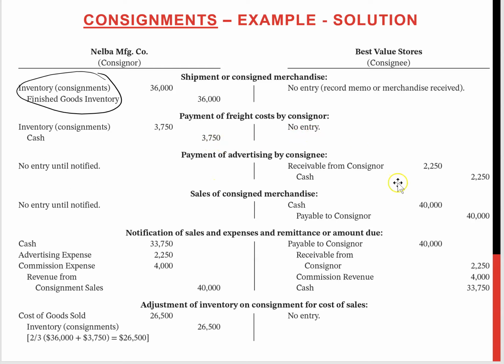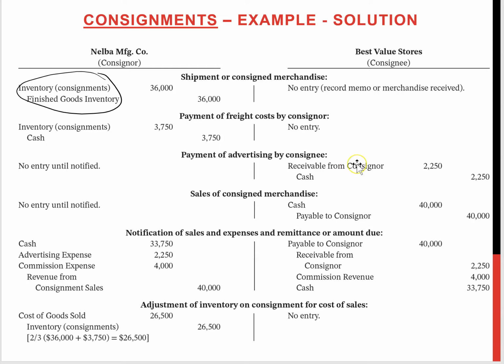Now here the consignee promoted the product and paid for some advertising expenses, which will be reimbursed by the consignor, Nelba. So they paid $2,250 for advertising, they credited cash, and they are not recording it as advertising expense because it's not their advertising expense, rather it's the consignor's, and they will get the reimbursement. So they debited it as receivables.